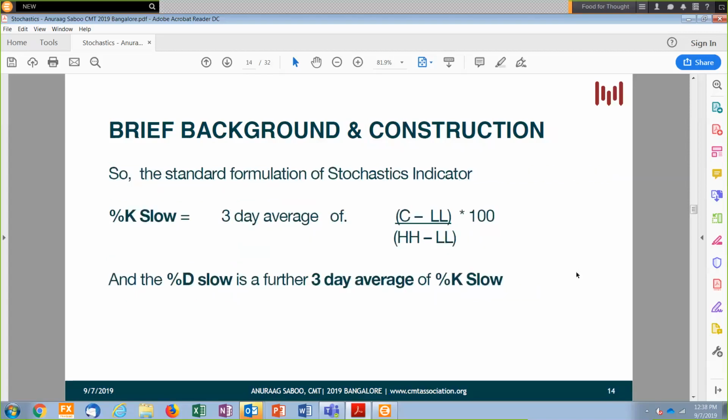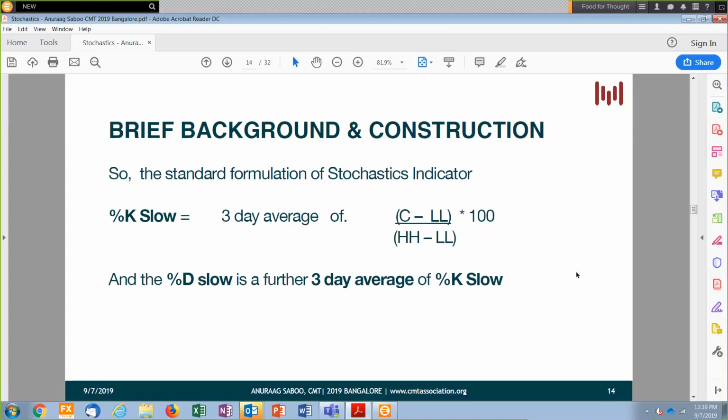Okay. So let's understand the standard formulation of the stochastic indicator. The stochastic indicator, percentage K slow, is equal to the 3-day average of close minus lowest low, divided by highest high minus lowest low, into 100, a percentage number. A 3-day average becomes percentage K slow, and the percentage D slow is a further 3-day average of percentage K slow. So now you have percentage K slow, which you remember is the same as percentage D fast, which is your slow stochastic, which is your standard stochastic. It's an average, and it is itself further averaged to make a further line called percentage D slow.